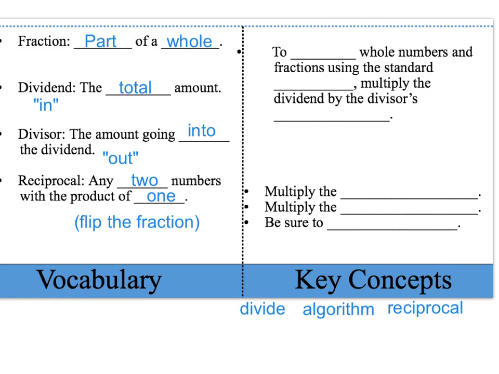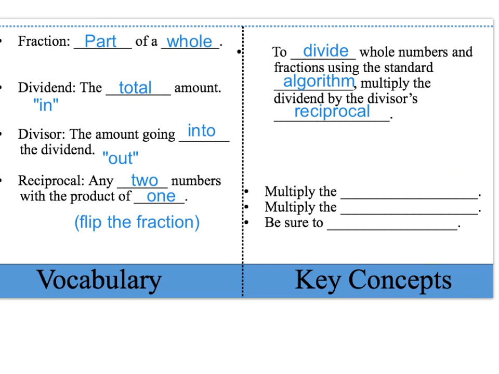Key concepts. To divide whole numbers and fractions using the standard algorithm, multiply the dividend by the divisor's reciprocal. So for example, if I have a problem that says 1/2 divided by 3/4, what I want to do is I'm going to rewrite the dividend, which is 1/2. Then I'm going to change the division sign to multiplication. And I'm going to take the reciprocal of 3/4, which is 4/3.